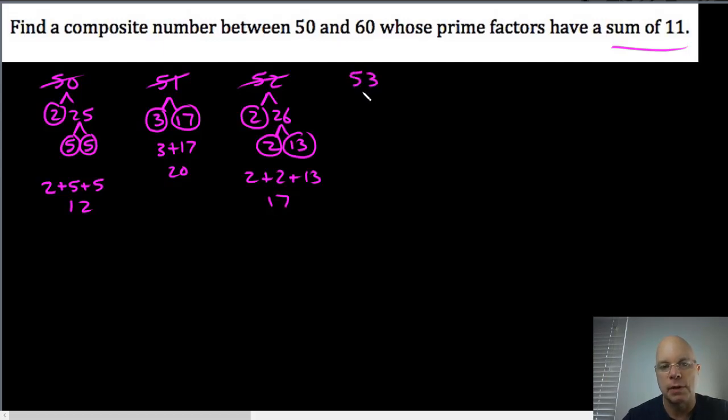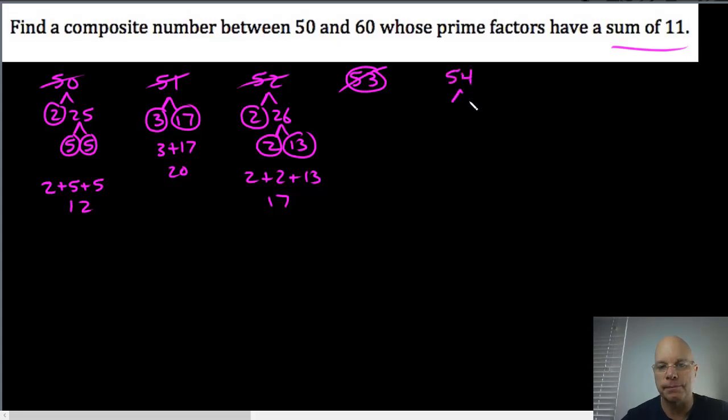53 seems prime. It's clearly not divisible by 2. The sum of the digits is 8, so it's not divisible by 3. I don't need to check 4 since it's not divisible by 2. It doesn't end in a 5 or a 0, so it's not divisible by 5. If it's not divisible by 2, it's not divisible by even numbers, so I don't need to check 6 or 8. It's not divisible by 7 because I know 7 sevens is 49. So I'm not finding any factors other than 1 and itself. So it's not composite, and so it can't be our answer.